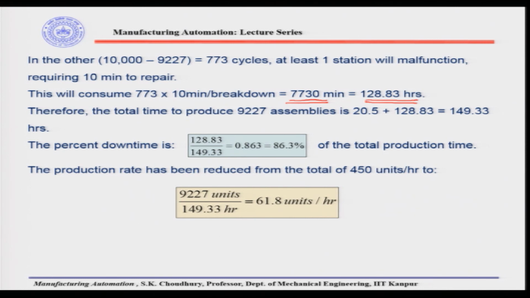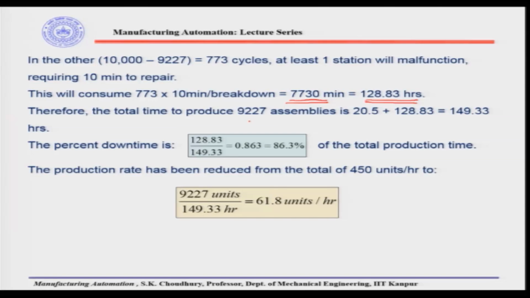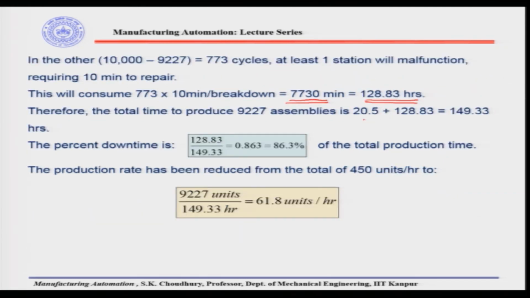I would like to once again point out that 20.5 hours is what it takes to process the parts, whereas if even one breakdown happens in 100 cycles, it takes 128.83 hours. This is the real practical example. So, the total time to produce 9,227 assemblies will be 20.5 hours plus 128.83 hours, so the total is 149.33 hours.